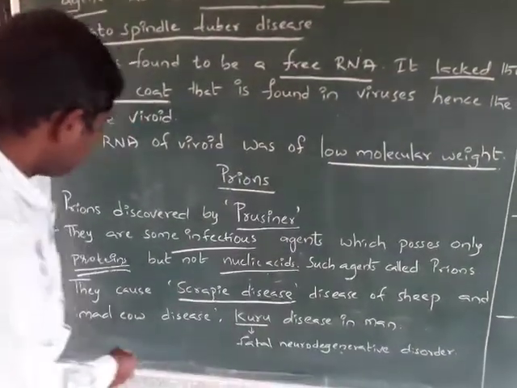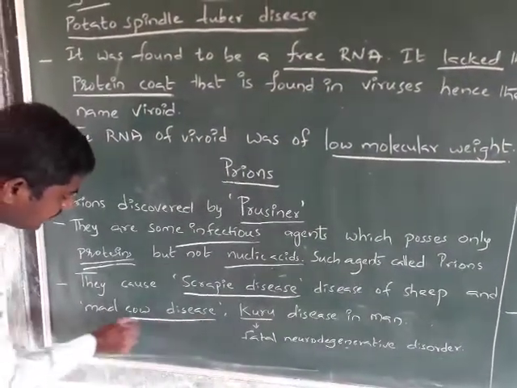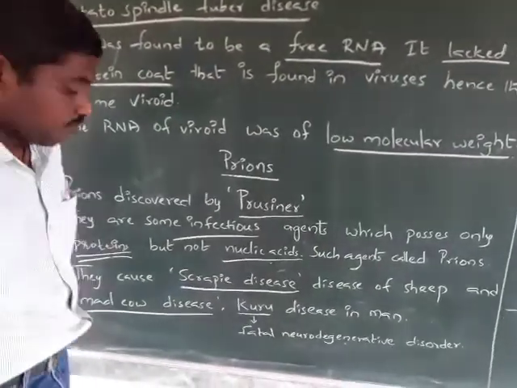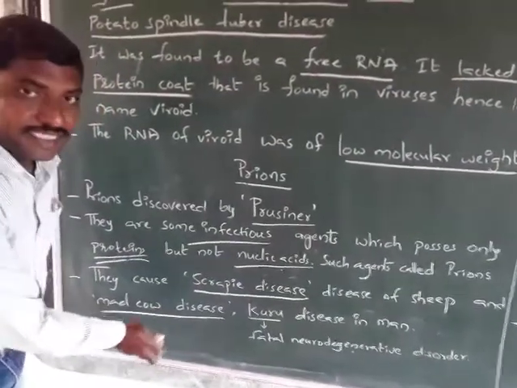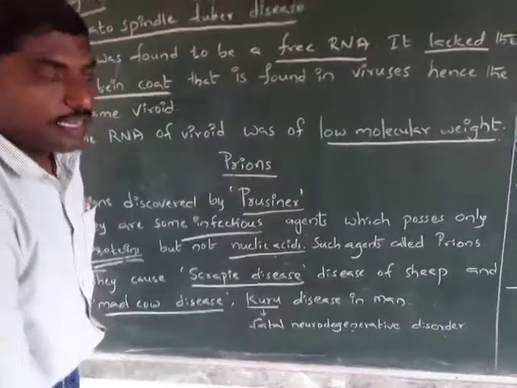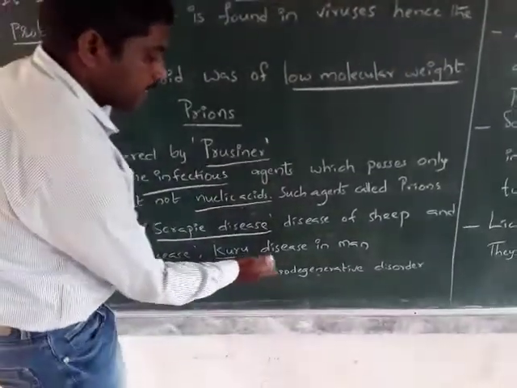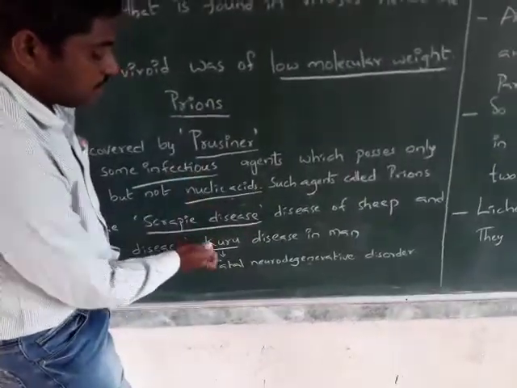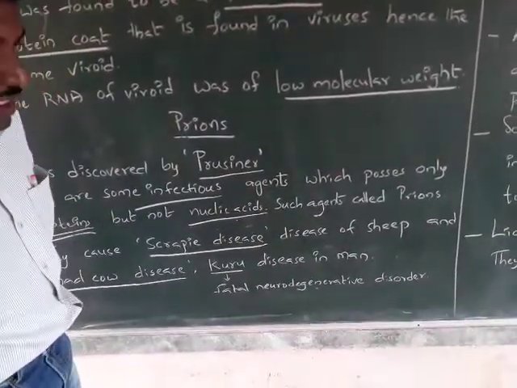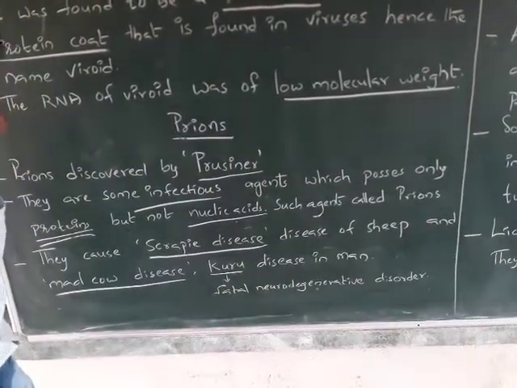Prions also cause mad cow disease, a brain disorder in adult cattle. And Kuru disease: prions also cause Kuru disease in man, in the farming populations in New Guinea.